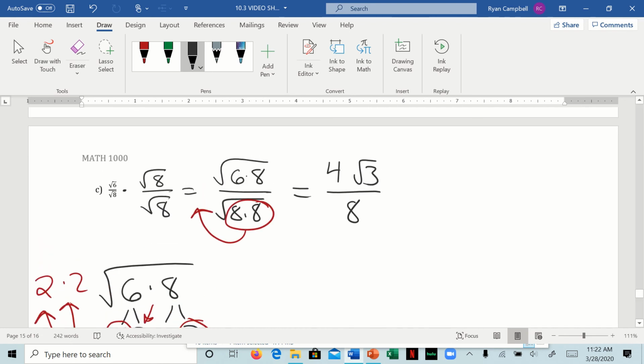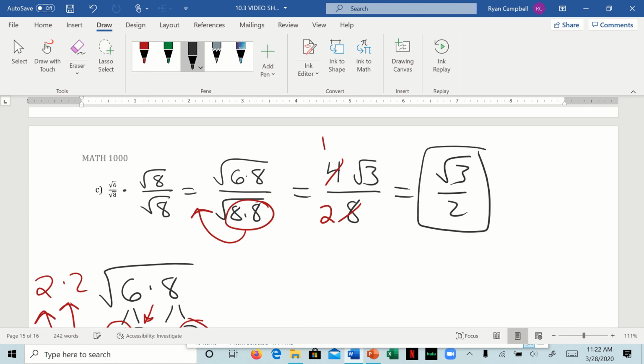And we still need to make sure to simplify fractions too. So we see this 4 and this 8 can be simplified. 4 divided by 4 is 1. 8 divided by 4 is 2. So we see this is the square root of 3 over 2, because 1 times the square root of 3 is the square root of 3. So that is the simplified radical.